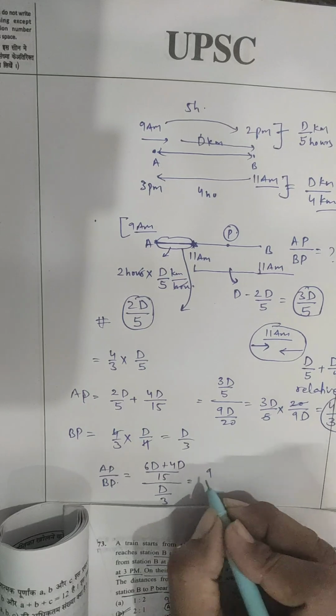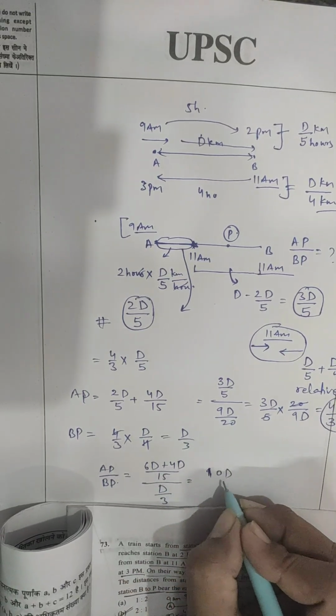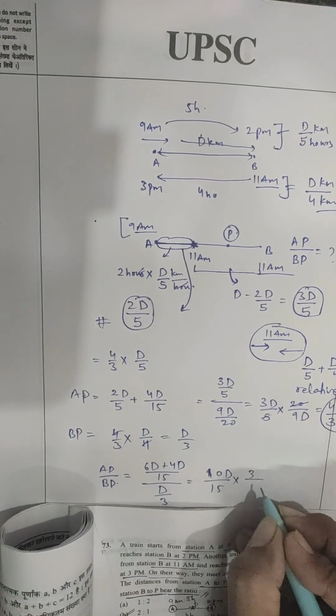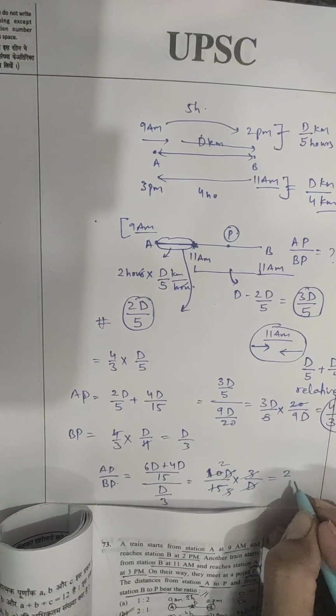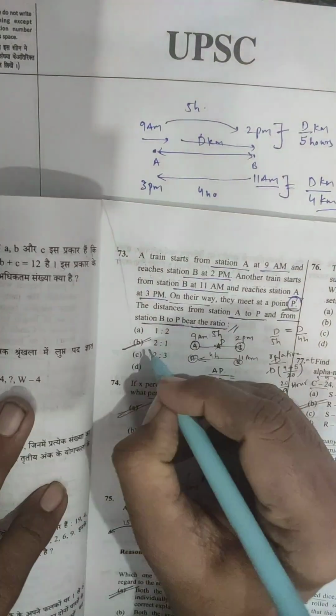It will be 10d by 15 into 3 by d, d cancels, so 30 by 15, which is 2. So the answer will be 2 by 1. Answer would be 2 by 1.